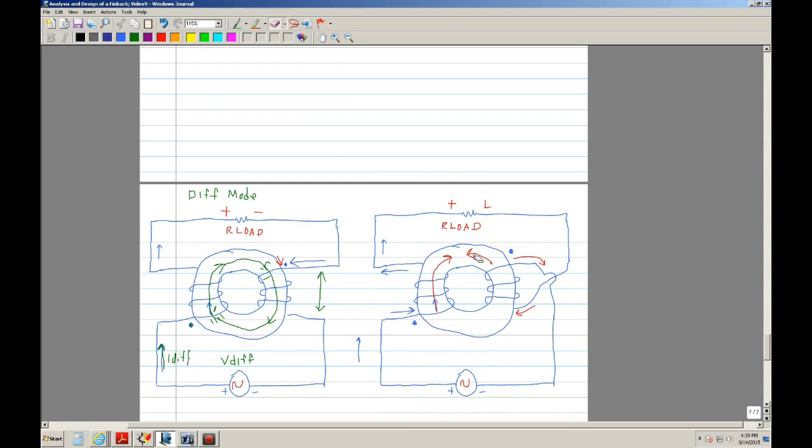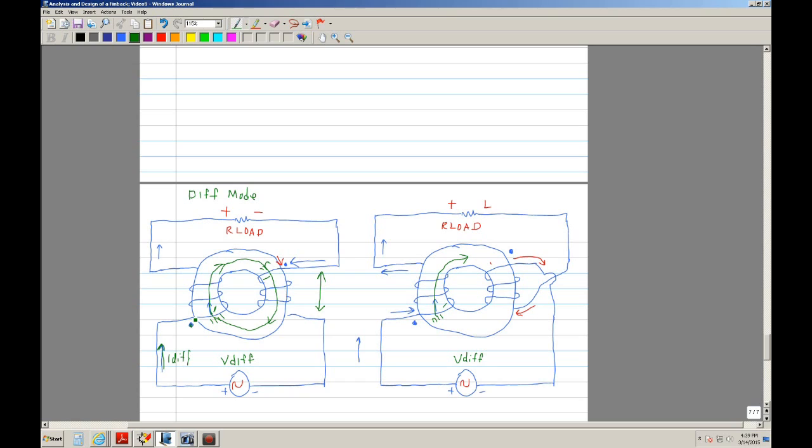In this case, we basically use the same rule. You have the diff signal coming in here, and you have the current, and you wrap your hand around this, so you have your thumb on this side and four fingers here. When you wrap it, that shows the direction of the flux is going in this direction, same as we have in this situation.